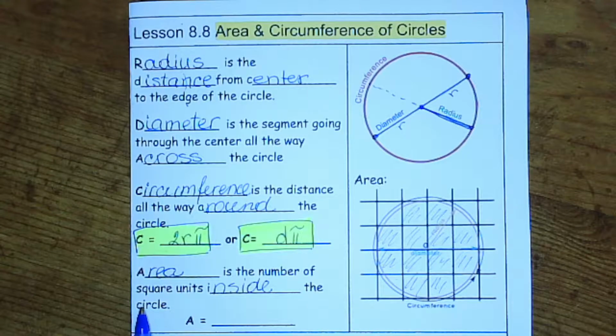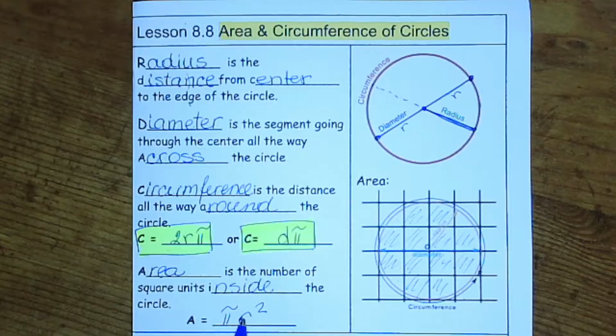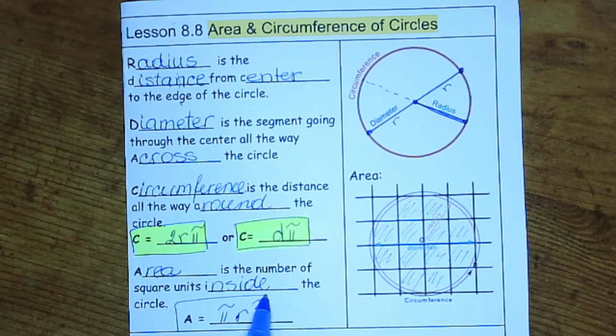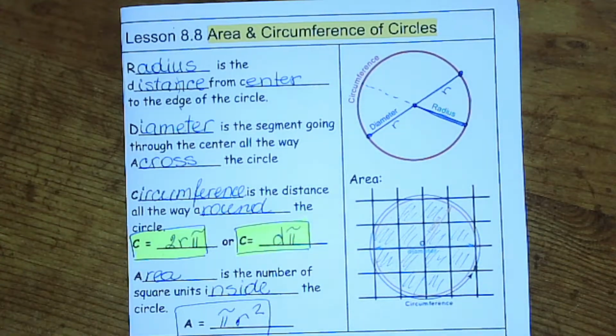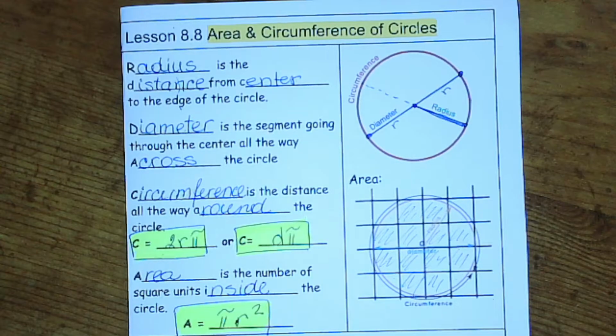To find the area, we have the formula pi, still that 3.14 as an approximate value, times radius to the second power. In other words, we multiply the radius times itself. So pi times radius times radius. That becomes the area formula, which is pi times radius squared. Multiply the radius by itself.